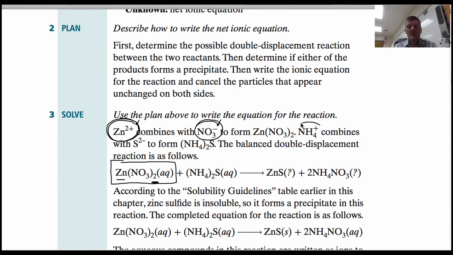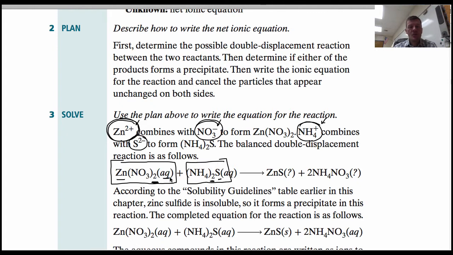Ammonium, if you look on your polyatomic ion chart, is a +1. Sulfide is in the oxygen group. It forms a -2 ion. So you're going to need two ammonium to combine with the one sulfide. That's why it's NH4 2 and then S. There's the formula for ammonium sulfide.